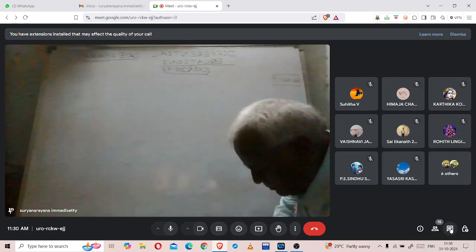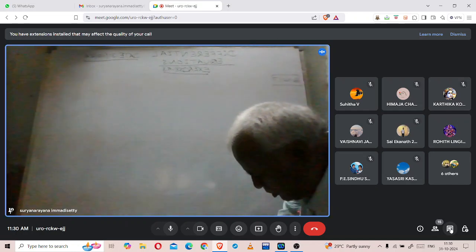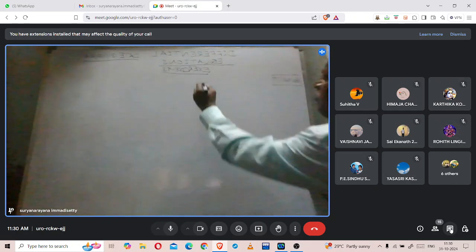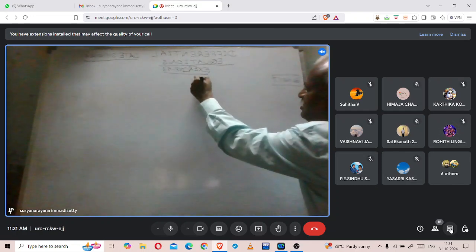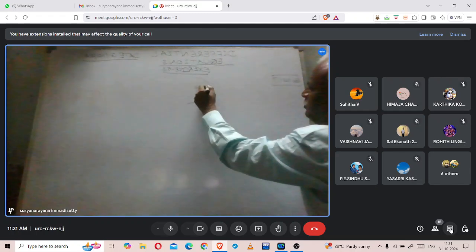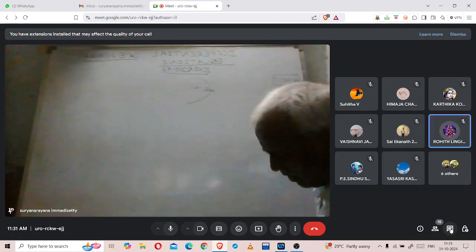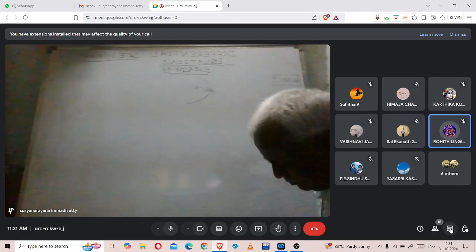See here, there is a curve. Find the equation of the curve passing through 0, comma minus 2. Suppose let us consider this is a curve. It is passing through 0, comma minus 2. This curve is passing through this point 0, comma minus 2.